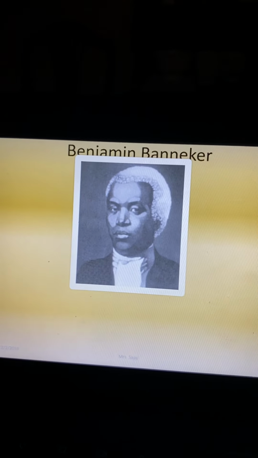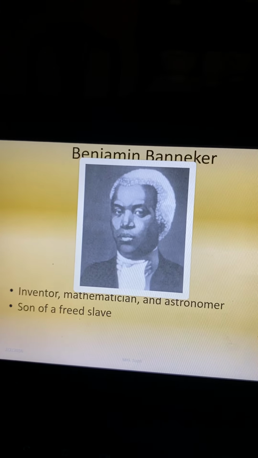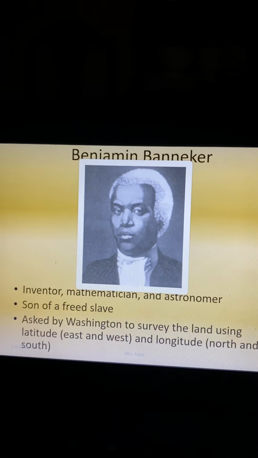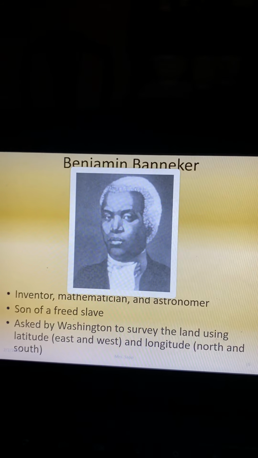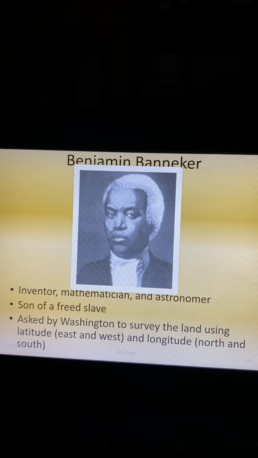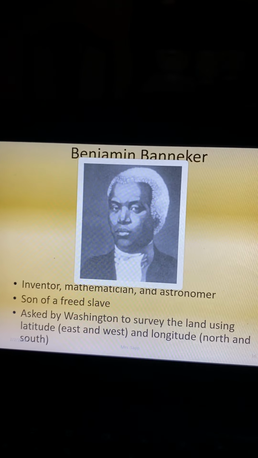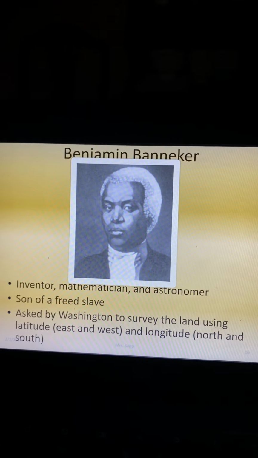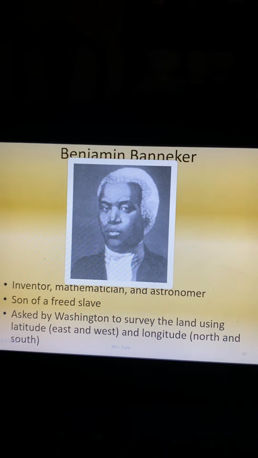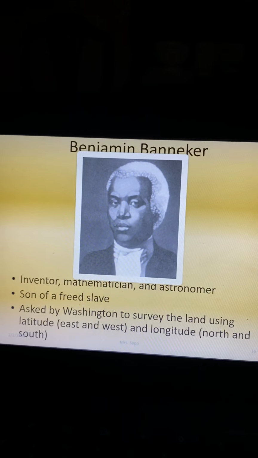Benjamin Banneker, he is an inventor, a mathematician, an astronomer. He's the son of a freed slave, and he was asked by Washington to survey the land. Now, what's kind of cool about him is Pierre L'Enfant kind of abandoned the job midway through, and he took all of his paperwork with him that had all the plans drawn out. And so they thought they were going to have to start from scratch again, and then it would delay the process. But Benjamin saved the day. He had it all saved to memory in his head and remembered everything and was able to draw it all back out perfectly with the plans so they didn't get behind. So he kind of saved the day with designing our nation's capital.